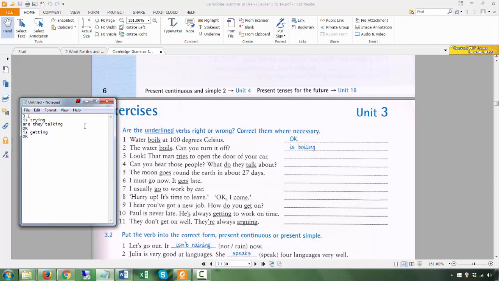Hurry up, it's time to leave. Okay, I am coming right now. I'm coming right now. Present continuous. I hear you've got a new job. How are you getting on? Okay, when you ask this question, how are you getting on, it is right now. How are you getting on? Paul's never late.